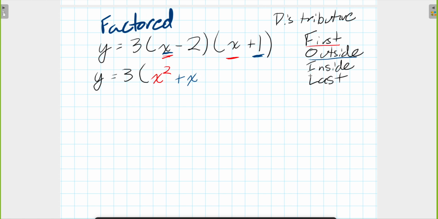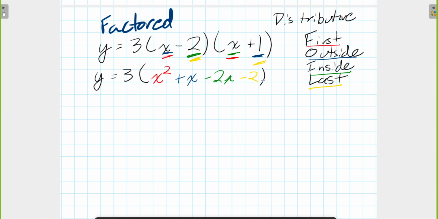The next thing we might do is the inside terms, and that is the rightmost in the first bracket and the leftmost, the two towards the middle. Okay, so we're going to multiply these two terms. Negative 2 times x gives us negative 2x. And then finally, we deal with the last terms, and those are the two terms farthest to the right in each bracket. So negative 2 times positive 1 gives us negative 2 in this case.